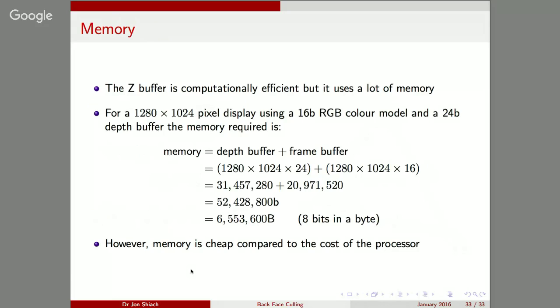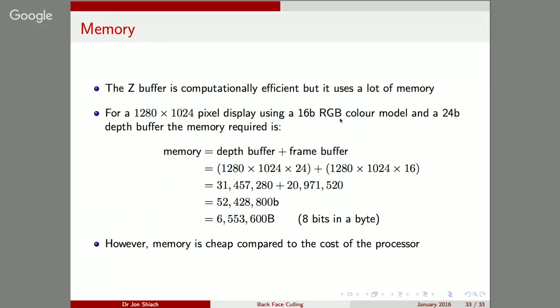One problem about the Z buffer is memory. It's very computationally efficient, as we see, but it uses a lot of memory. So let's have a look at some rough calculations. For a 1280 by 1024 pixel display, that's 1280 wide by 1024 high, using a 16-bit color model. I haven't talked about color yet, but in the RGB color model, RGB stands for red, green, blue.